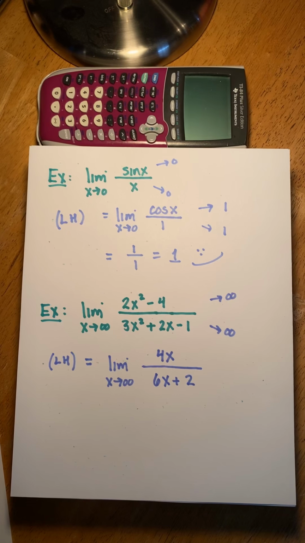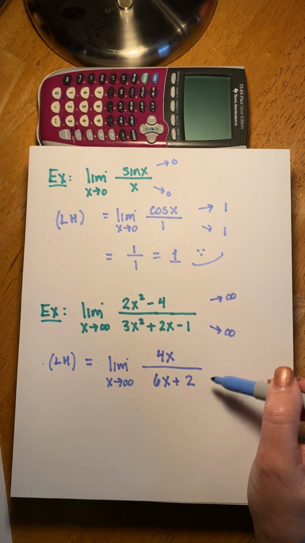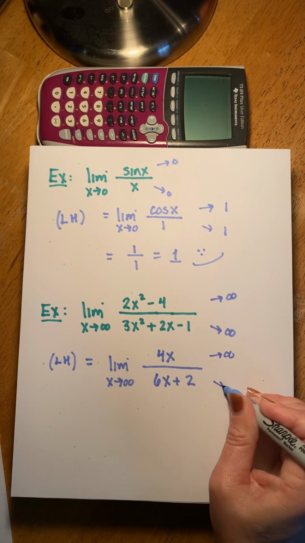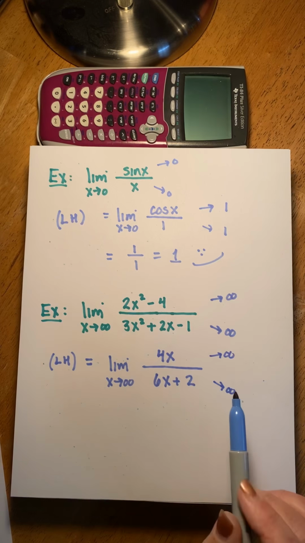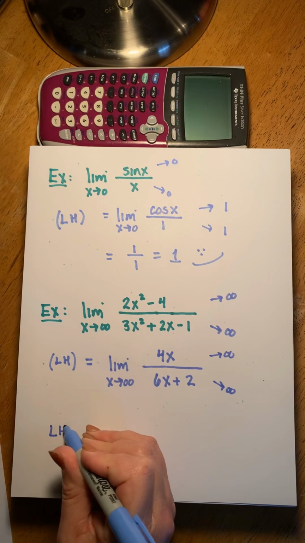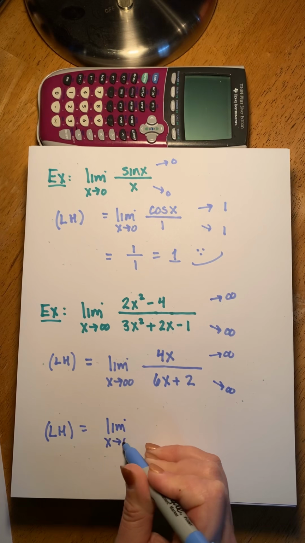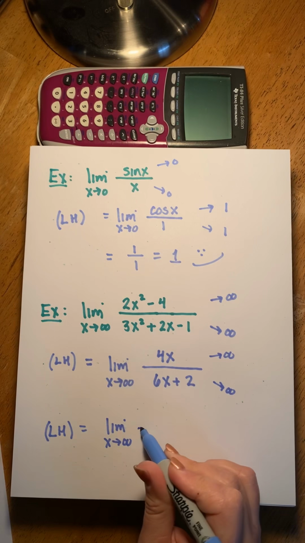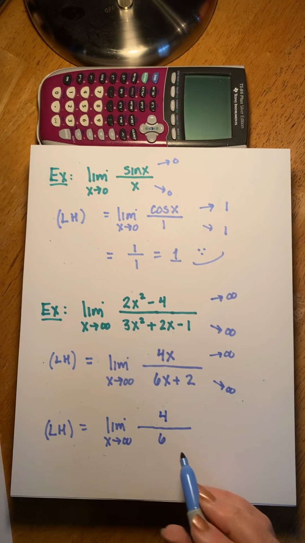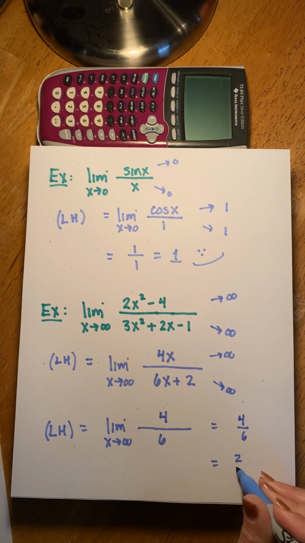All right, so it doesn't look like we made much progress, but this is a new function whose limit is equivalent to the previous one. As x goes to infinity, we see that the numerator goes to infinity and the denominator goes to infinity. So we're still in this position where we have an indeterminate form, so we can apply L'Hopital's rule again. We can keep doing this until we get a result. So as x goes to infinity, because we have infinity over infinity, we can take the derivative of the top over the derivative of the bottom. And as x goes to infinity, 4/6 doesn't change. 4/6, we simplify this down to 2/3.